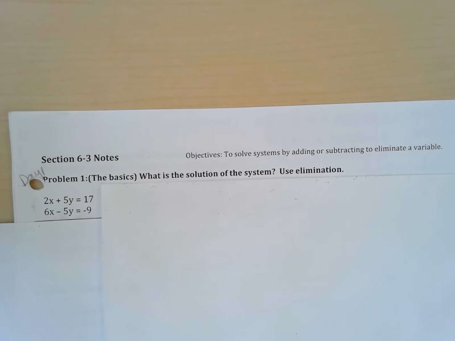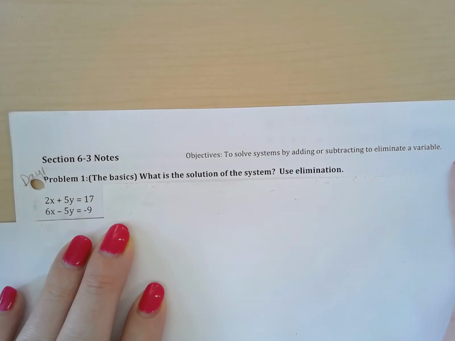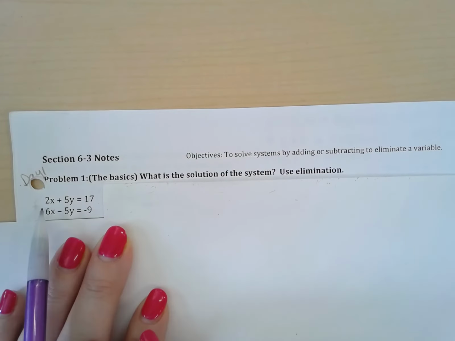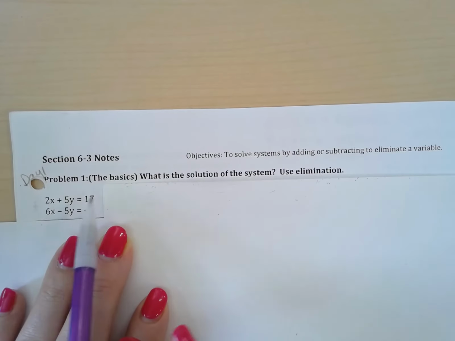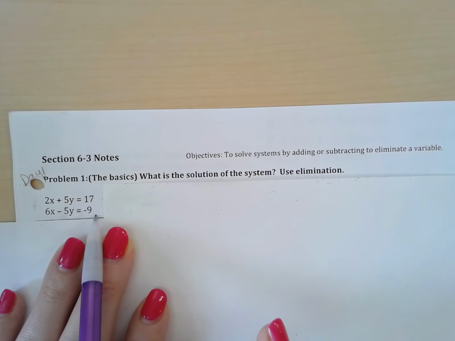This is Chapter 6, Section 3, Notes, Day 1. Now we're going to just go through the basics of using elimination to solve a system of equations. So remember, a system of equations is just when you have two or more equations in a problem. So today we have something like 2x plus 5y equals 17 and 6x minus 5y equals negative 9.